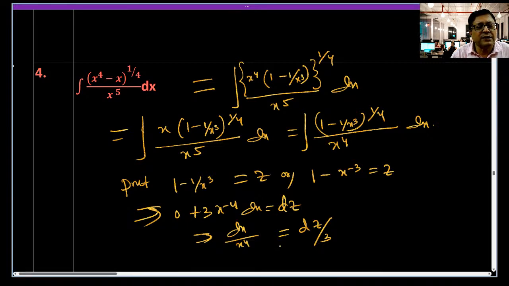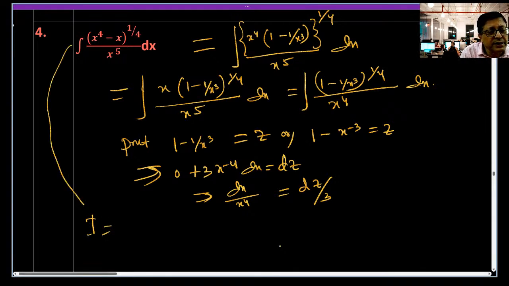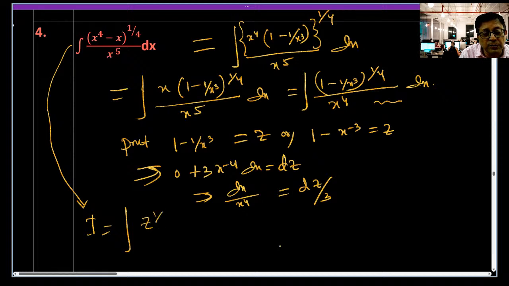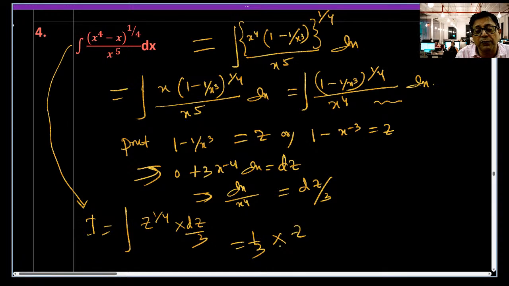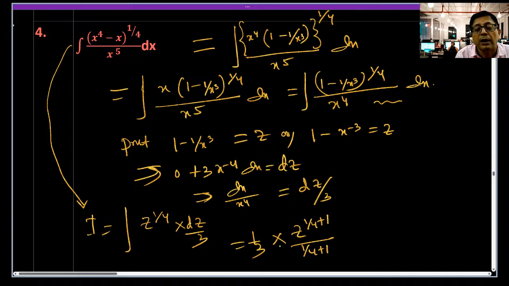Now you can write the integrand. This is in very convenient form. So the integrand changed to this form, and now you can write z to the power 1 by 4 into dz by 3. 1 by 3 outside, z to the power 1 by 4 will be integrated, plus c. Simplify it, 4 will go up.